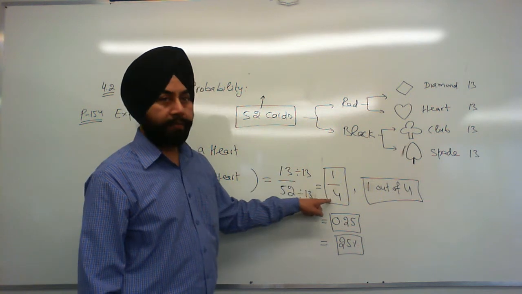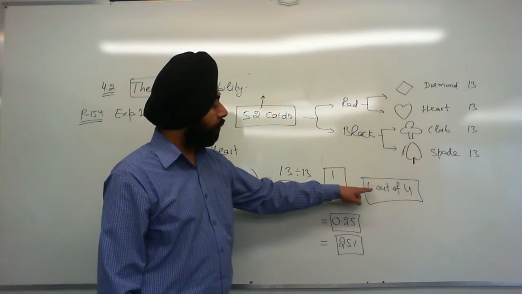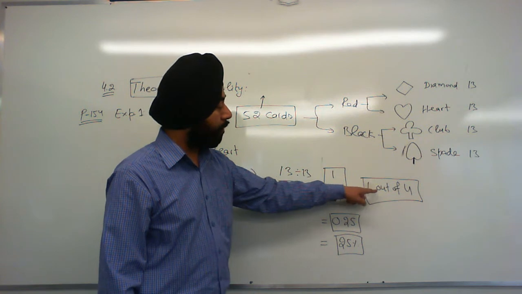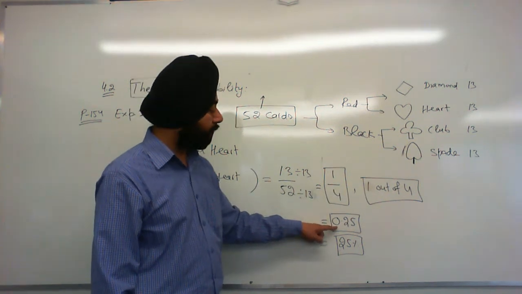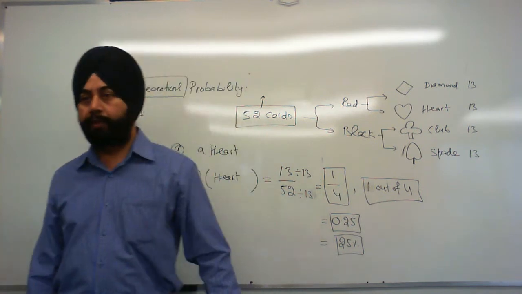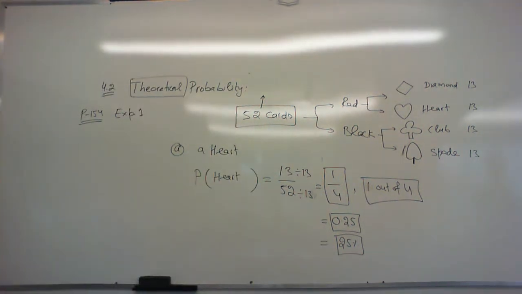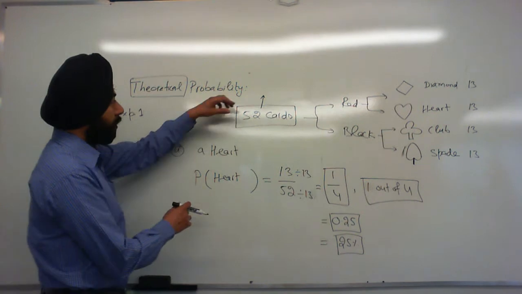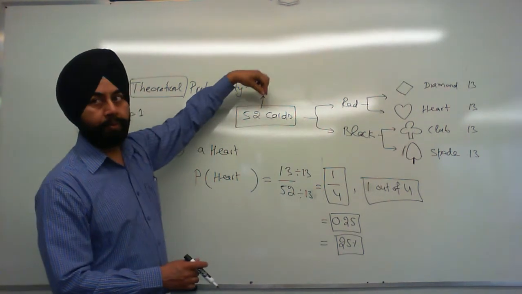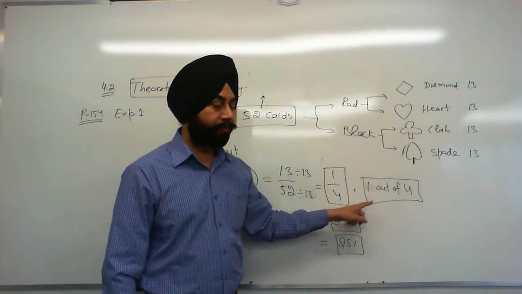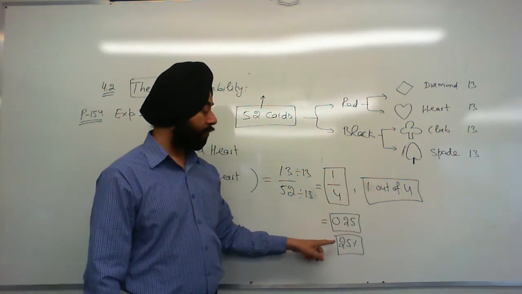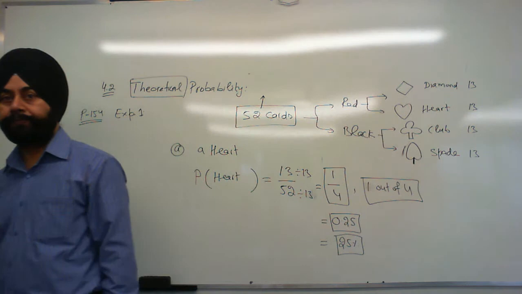The answer given in fraction, 1 over 4. Answer given in words, 1 out of 4. Same answer given in decimal, 0.25. And the same answer given in percent, 25%. So what is the probability that the card that you drew will be a heart? The probability is 1 out of 4, 0.25 or 25%.